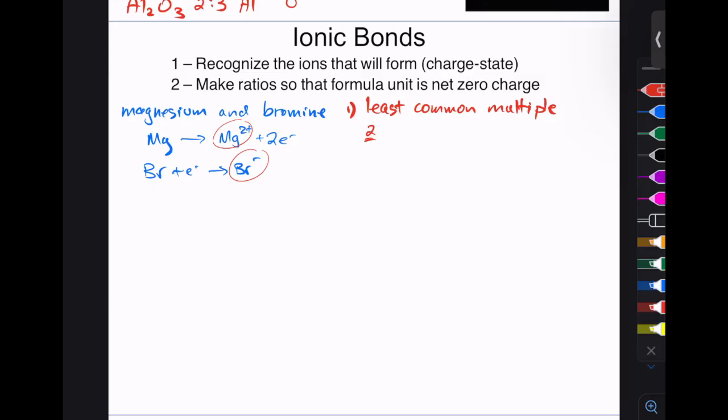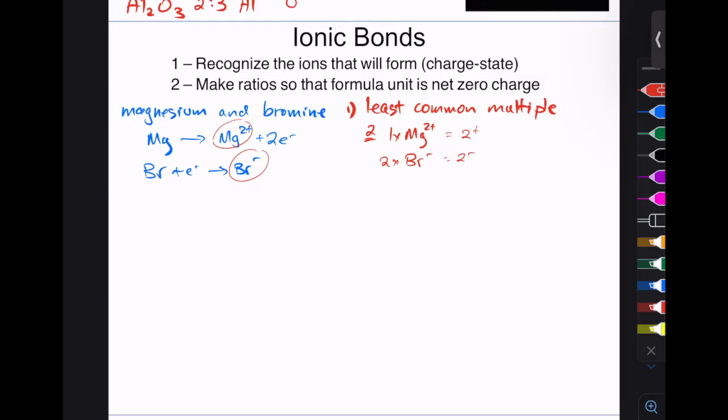So how many magnesium ions do we need to get to 2+? Just 1. So we need 1 of those. And how many bromide ions, sorry, this isn't chlorine, how many bromide ions do we need to get to 2-? 2. So there you go. So 1 magnesium ion gives us 2+, and 2 bromide anions gives us 2-. So that gives us our net neutral pairing.